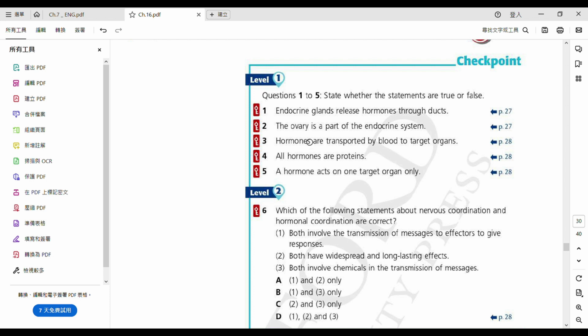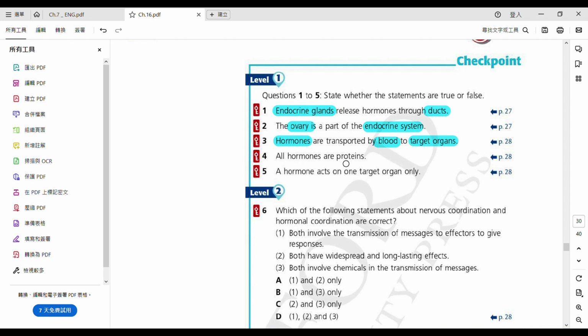Alright? 好啦，嚟啦喎，然後啦，true or false？問題啦，first one 你會見到啦，endocrine glands release hormones through ducts. So remember, endocrine glands, another word is the ductless glands. Alright? So the answer is F. Wrong. Okay? 好啦，嚟啦，ovary is a part of the endocrine system. The answer is yes. Okay? Ovary produce 呢個係 female hormones 啦，female sex hormones 啦。Okay? Hormones 係 transported by blood. Okay? The answer is yes. And to target organs. The answer is also yes. So T and T.